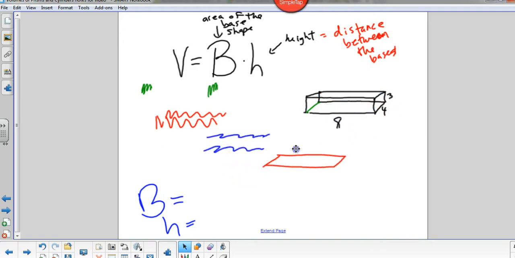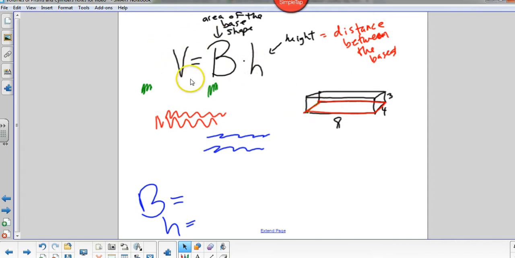It's really this red, it would be a rectangle. I've got it kind of drawn, so it looks a little bit different, but it would be a rectangle of area 32, and then I'd have 3 units high of those stacked on top of each other.